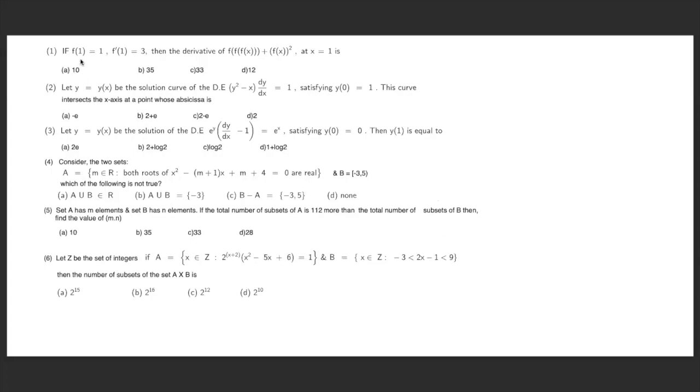Let us solve this first problem. If f of 1 is 1 and f dash of 1 is equal to 3, then you have to find the derivative of this at x is equal to 1. So let us solve this problem.